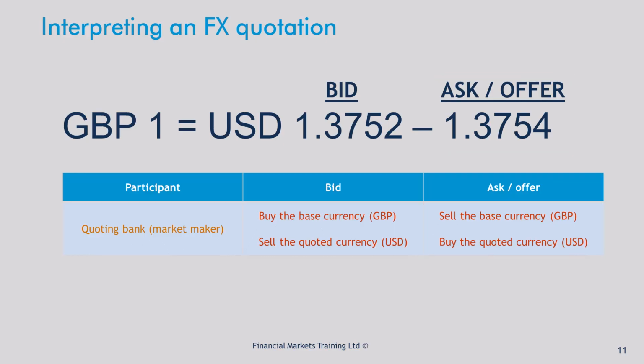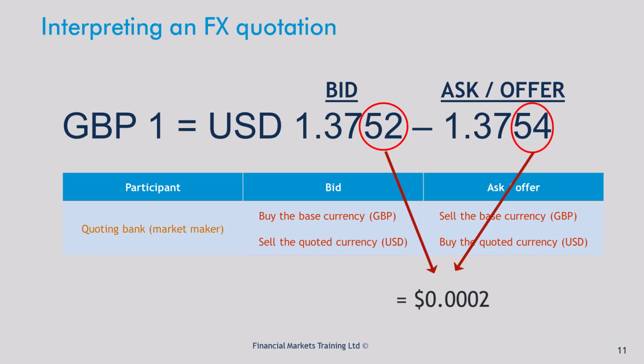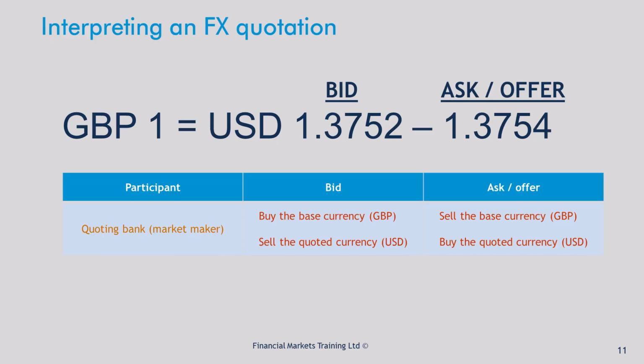Notice if they were able to execute both trades at the same time, they would buy £1 sterling and pay $1.3752 and then sell the pound to earn $1.3754. This would end up with no pounds but a 2 pip profit. This is why the offer price is higher than the bid. A so-called round-trip transaction would therefore always result in a profit for the market maker.